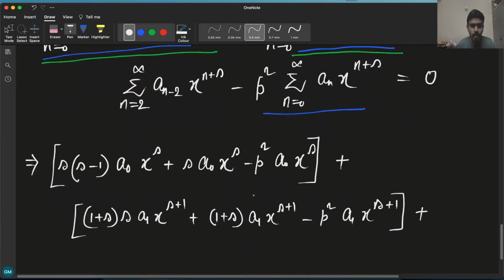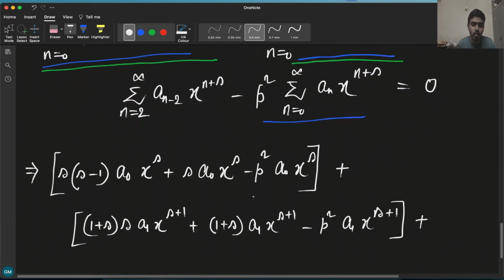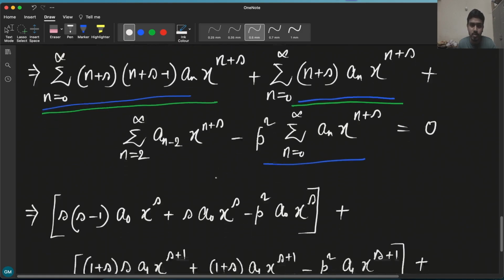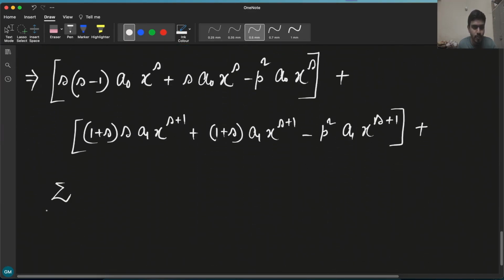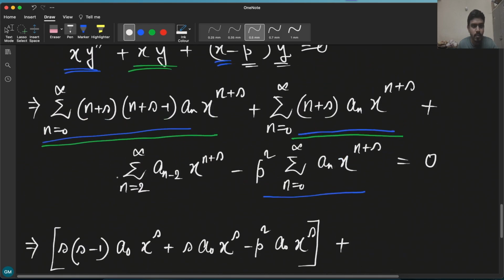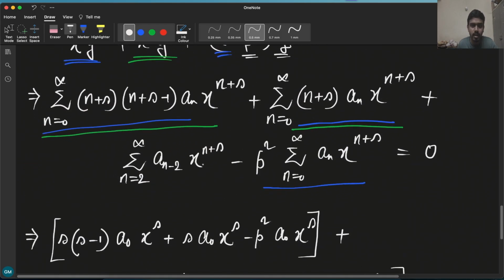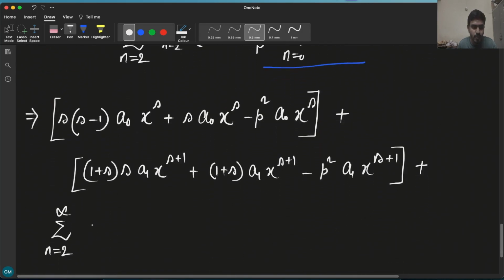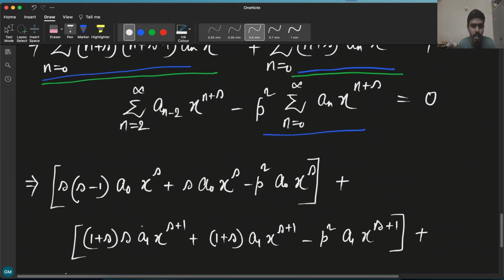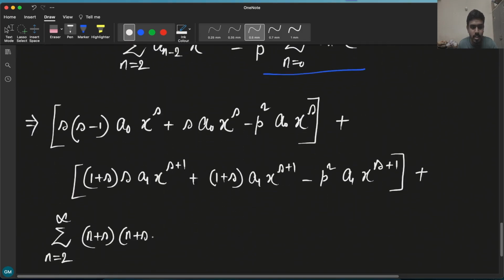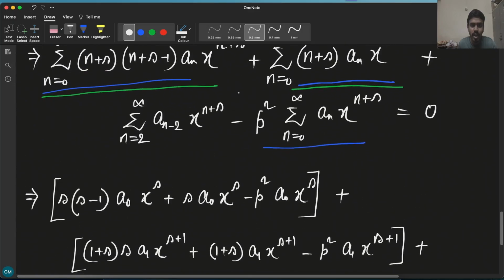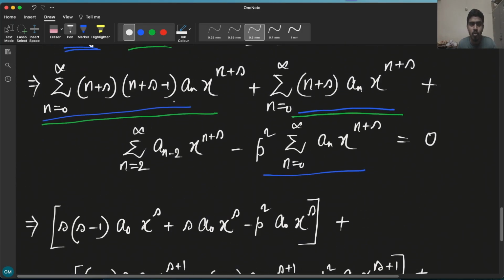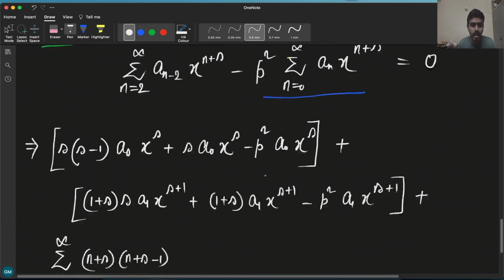plus, now I will write this summation from n equals 2 to infinity, and that will include all these terms. So plus sum over n equals 2 to infinity, and I can take this x to the power n plus s common. So in that case, the term from this first summation will be n plus s times n plus s minus 1. Okay, a n I can take common from this first, second, and this fourth term. So in that case, I will write it as this a n letter.